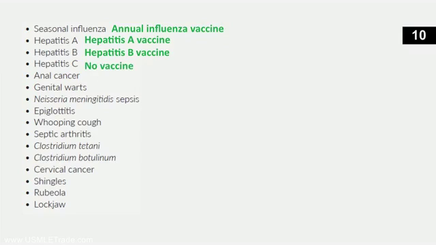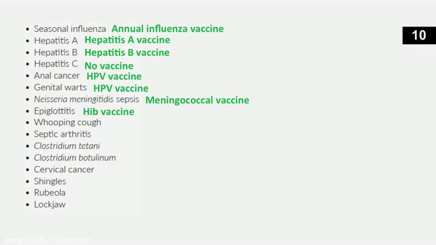Some types of anal cancer can be prevented by the HPV vaccine. Genital warts is also the HPV vaccine, since most genital warts are caused by HPV type 6 and 11. So this would be an indication for the quadrivalent vaccine, which covers serotypes 6, 11, 16, and 18, rather than the bivalent vaccine, which only prevents serotypes 16 and 18. Neisseria meningitidis sepsis is prevented by the meningococcal vaccine. Epiglottitis is prevented by the HIB, or Haemophilus influenza type B vaccine.